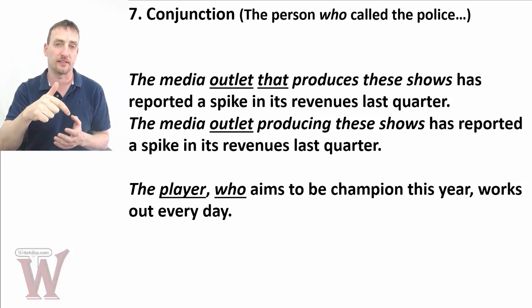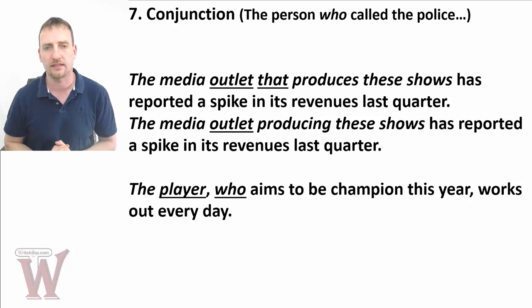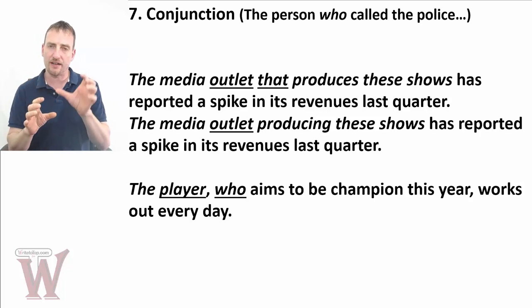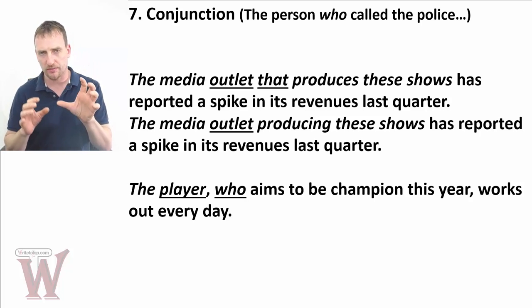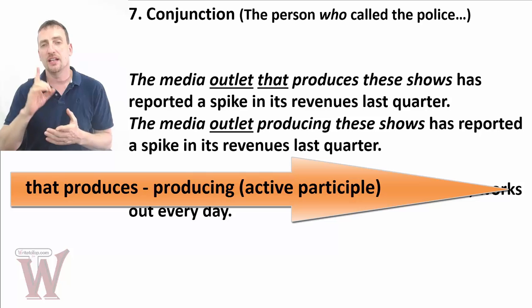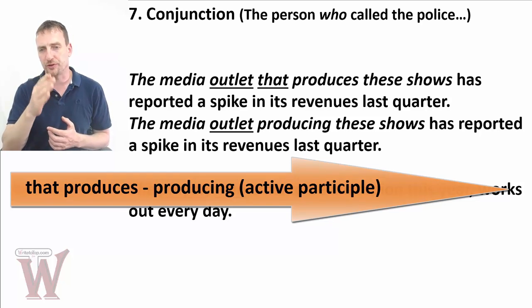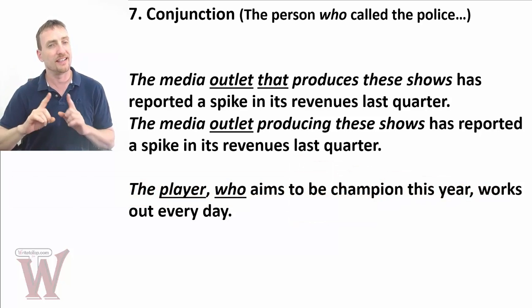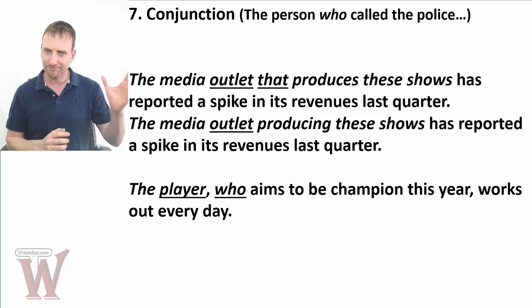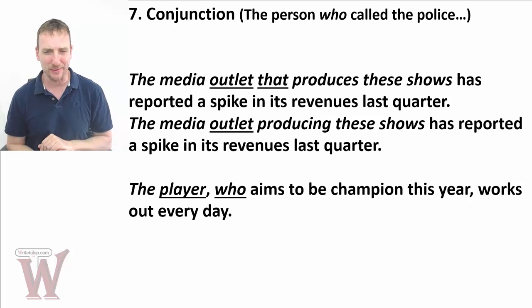That means the outlet. It's modifying that noun. Keep in mind as well, the media outlet producing these shows. So that produces, when you have a subject and conjunction working as the same word and the verb, you can squeeze them together and make a participle, an -ing. The only thing to remember is that producing these shows is now not a clause anymore. Now it is a participle. Again, a separate video for that will be coming on using participles.